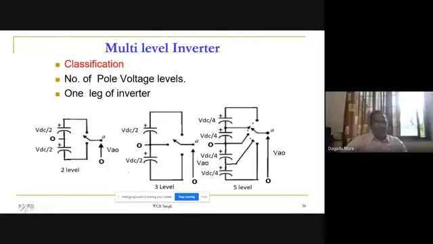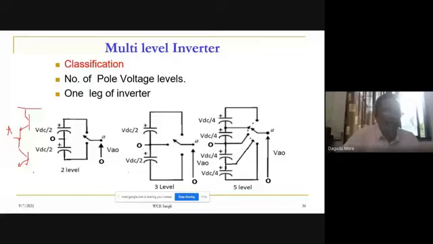What is our one leg? In the case of a 2-level inverter, I'll show the devices like this. This is one leg of the inverter. An anti-parallel diode is there, and this is our A point. Across these points we have VDC.